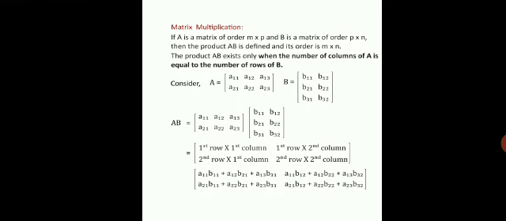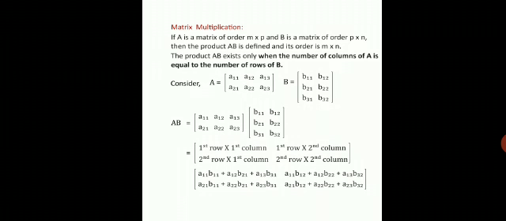Considering matrix A, it has 2 rows and 3 columns. Similarly, matrix B has 3 rows and 2 columns. So the product becomes, see here, students, the first row of matrix A is taken with the first column of matrix B. Here the first row has 3 elements and the second matrix's first column contains 3 elements, that is A11, A12, A13. The 3 elements of matrix A should correspond to the 3 elements of the first column of matrix B. The different elements have to be multiplied.